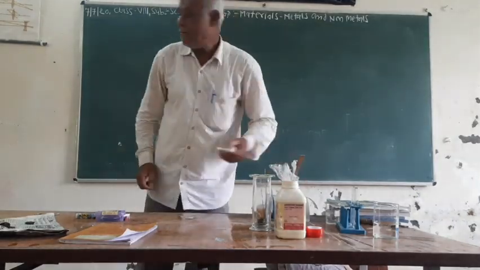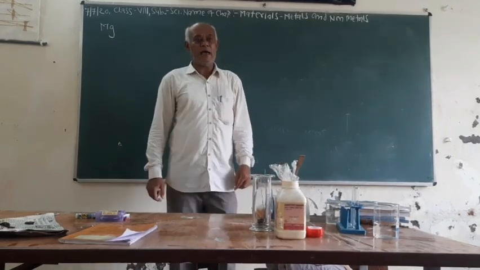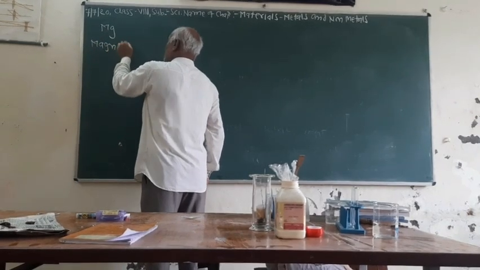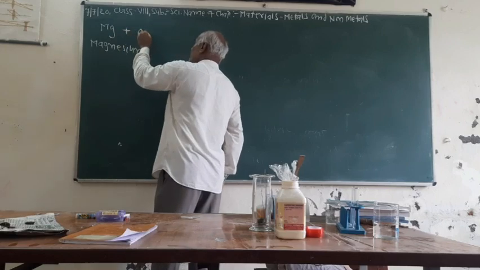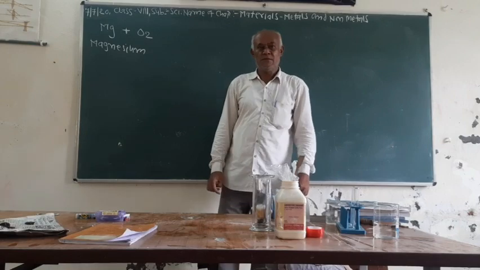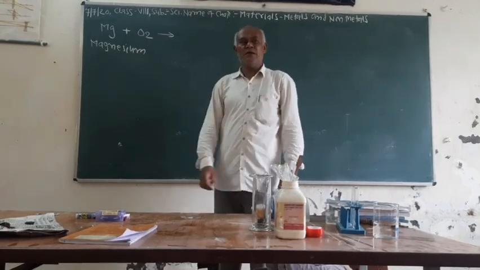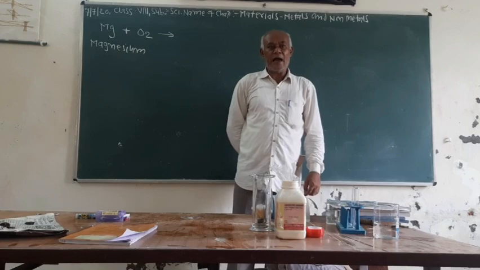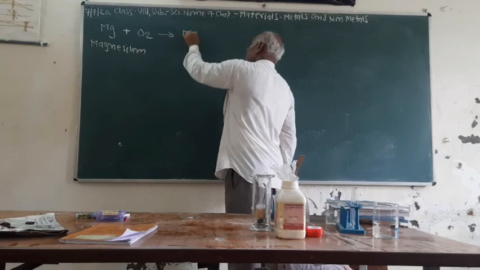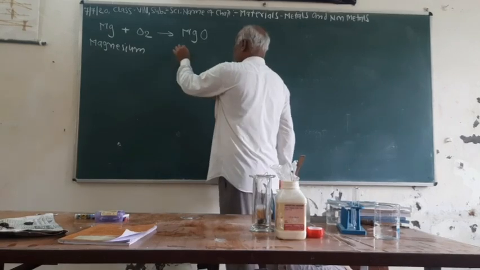We know that the symbol of the metal magnesium is Mg. When we burn this magnesium, it reacts with atmospheric oxygen and burns with a bright white luminous light. After the burning of magnesium, it produces magnesium oxide, that is MgO. This is the ash.